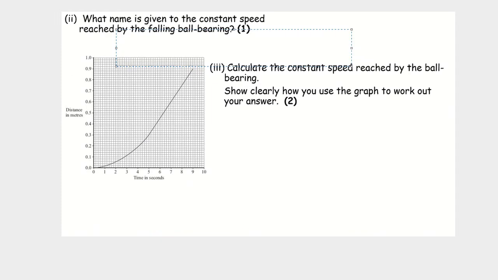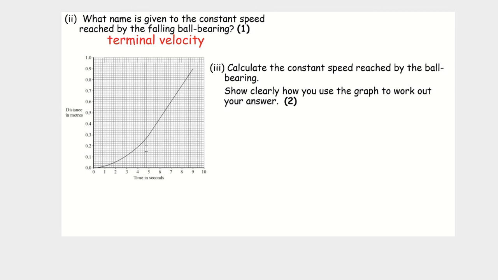So first of all, we're being asked what name is given to the constant speed reached by the falling ball bearing. And that is just straightforward memory recall. That is your terminal velocity, and writing that will gain you 1 mark. Secondly, you're being asked to calculate the constant speed reached by the ball bearing. Show clearly how you use the graph to work out your answer.